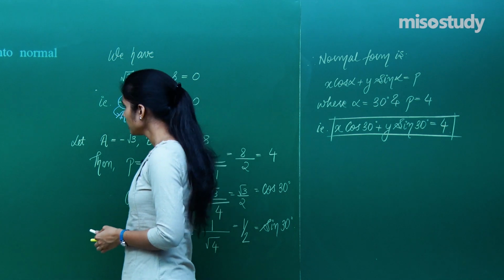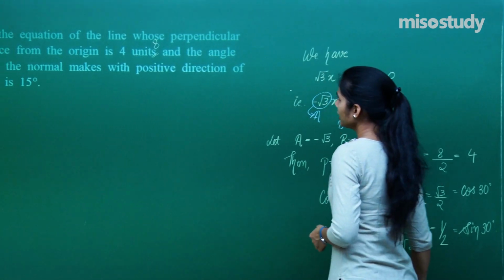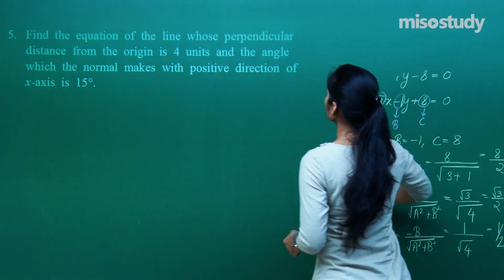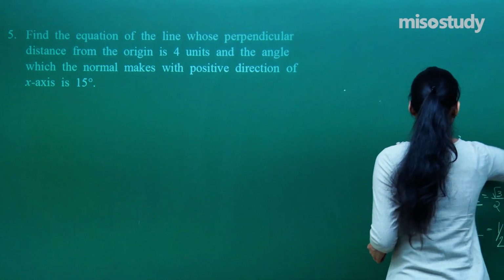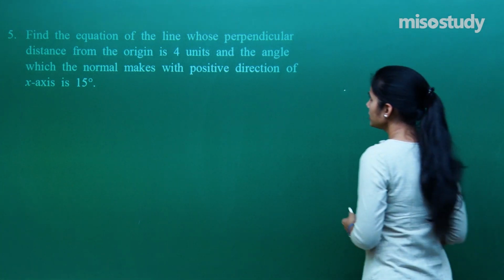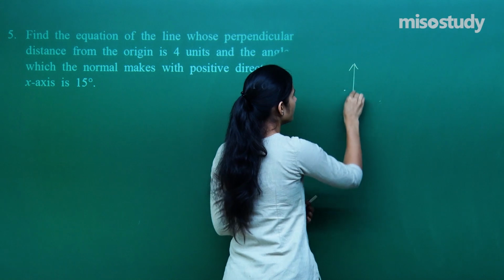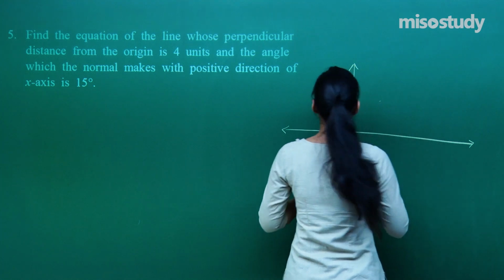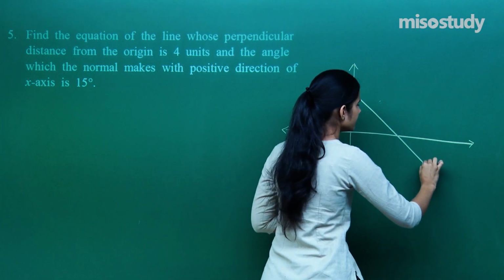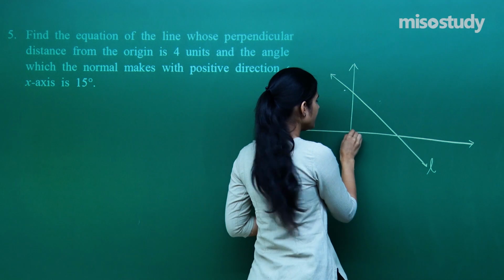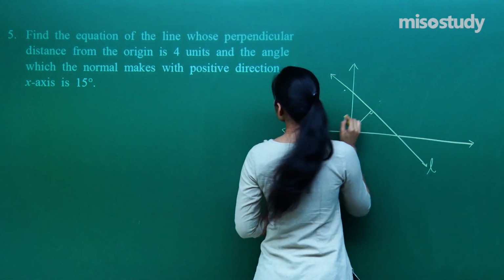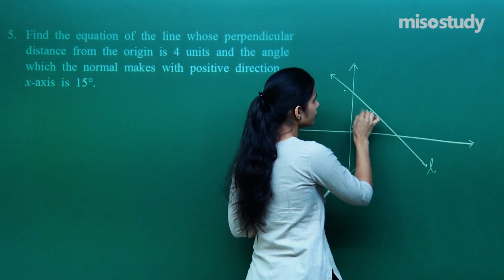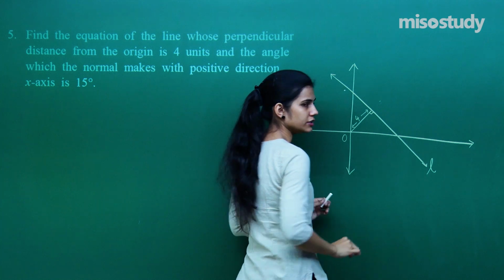Next we have: find the equation of the line whose perpendicular distance from origin is 4 units and the angle which the normal makes with positive direction of x axis is 15 degrees. Let us try to do this in here as well. I am given that perpendicular distance from origin. So, suppose that is my line L. Perpendicular distance from origin of this line is given to me as 4 units. This is perpendicular distance of the line from origin.